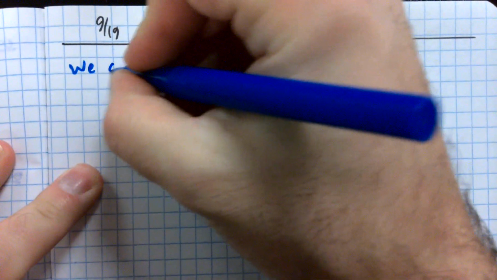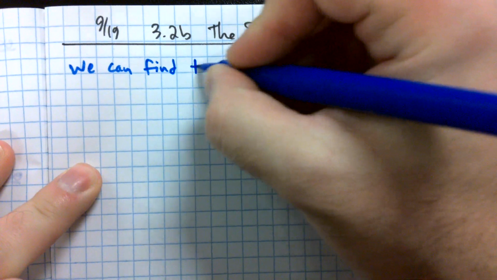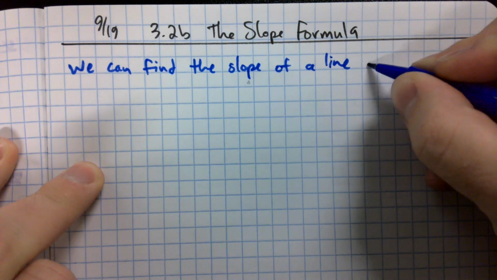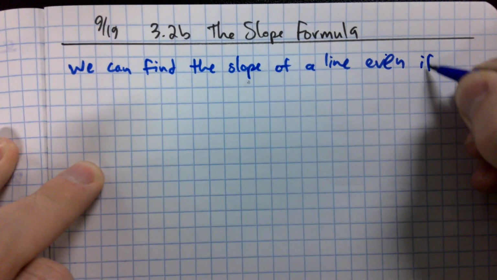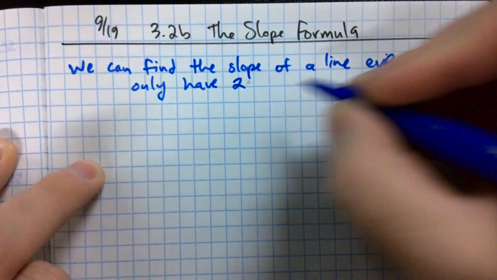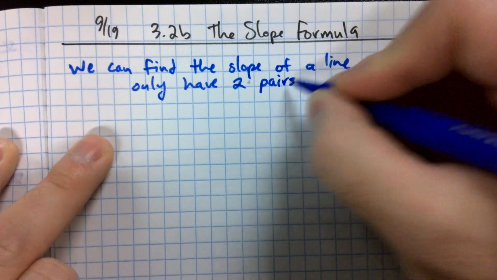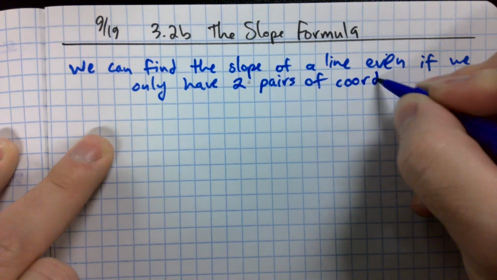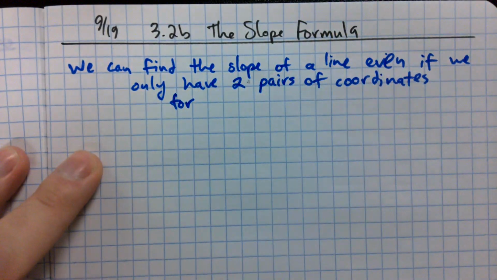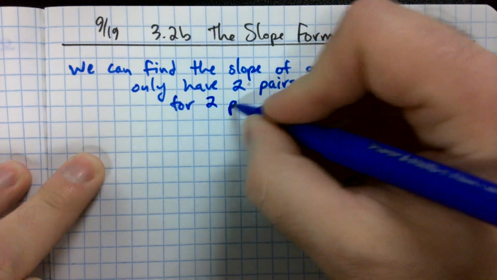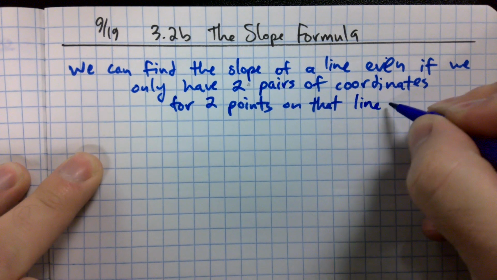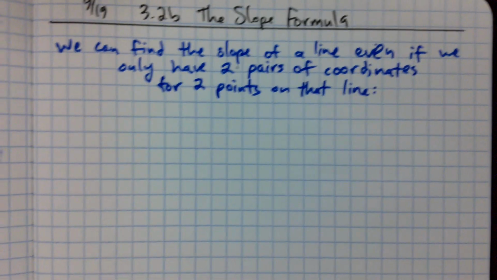So we can find slope. We can find the slope of a line, even if we only have two pairs of coordinates for 2 points on that line. And the way we're going to do that is with a formula that we'll get to here in a second.